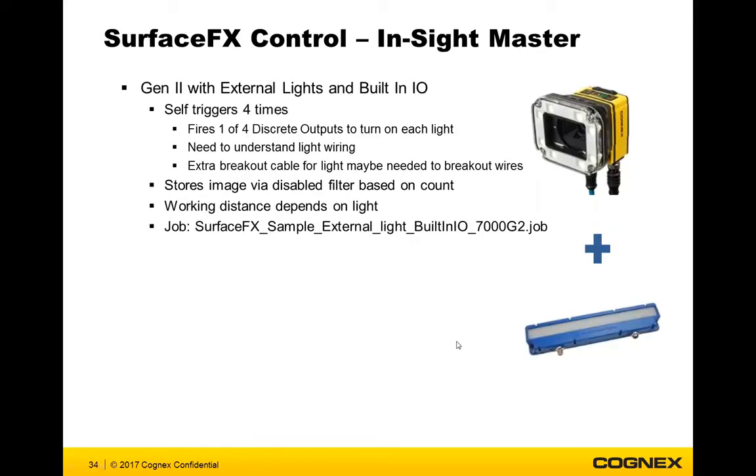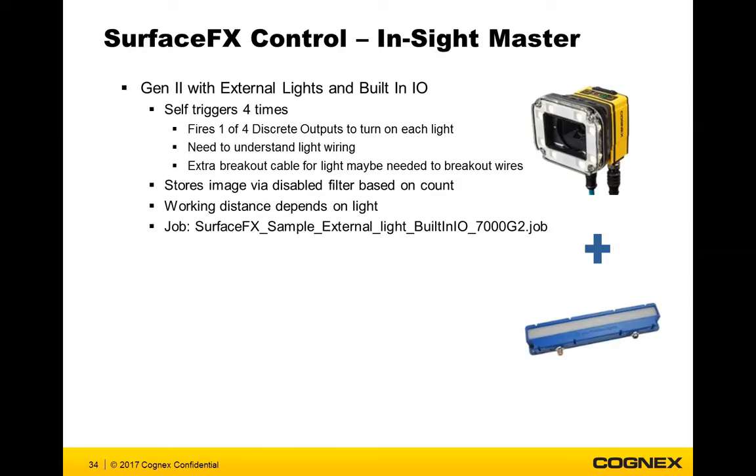I still need something to say start, and once it starts, then I'll start to enable these 4 discrete outputs. As I said before, the Gen 2 has 2 high-speed outputs and 2 bidirectional lines, and we can take those 2 bidirectional lines and turn them into outputs for us. Now you may say, hey, I want those outputs for something else. At that point, you can get an I/O module for that.